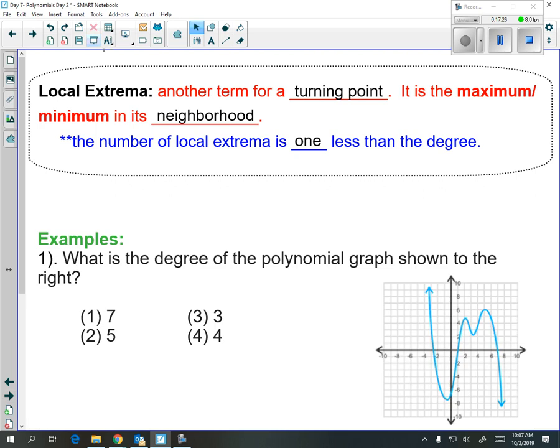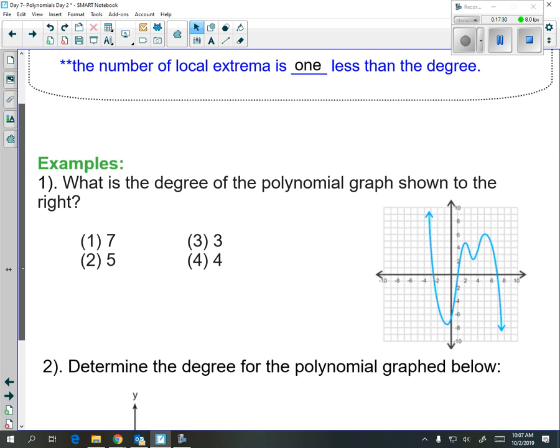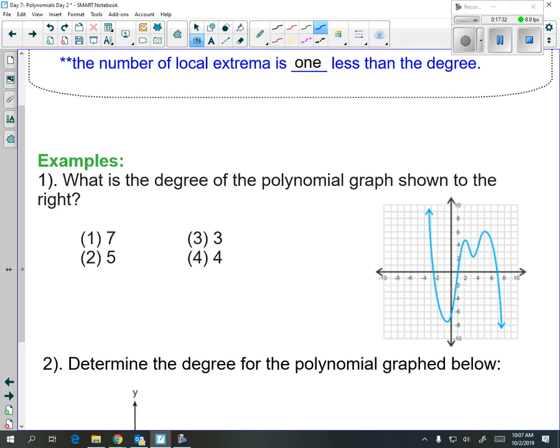So when it asks you what degree of the polynomial graph is shown, you're going to go to the extrema. I have 1 extrema here, 2, 3, 4. So you have 4 extrema. Or if you want the less fancy term for it, it would be 4 turning points, which means you're going to add 1, and you're going to say that this is a degree 5 polynomial.